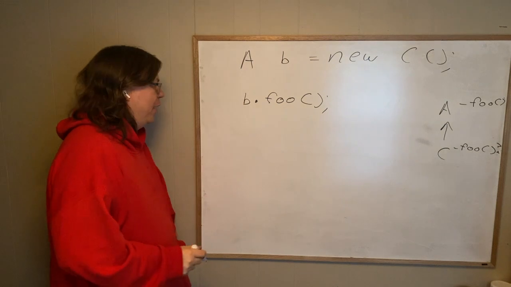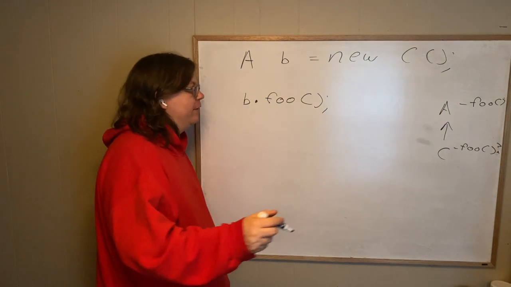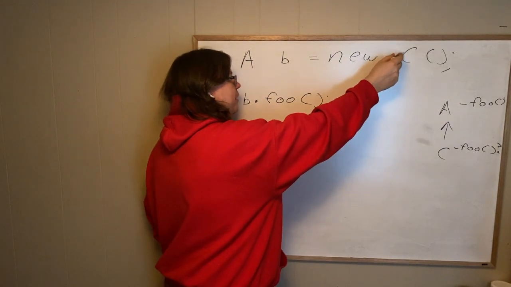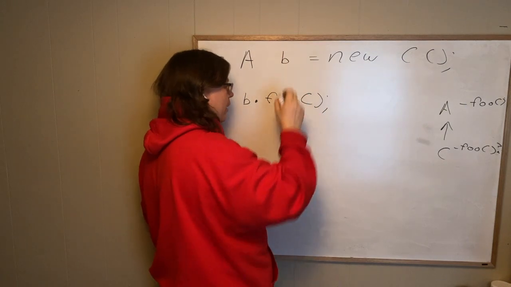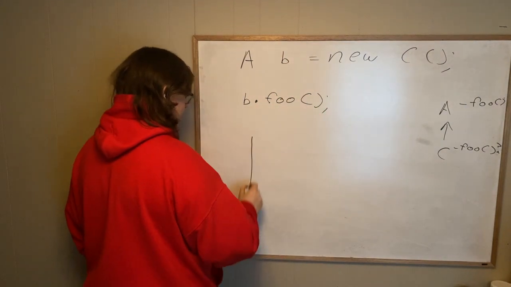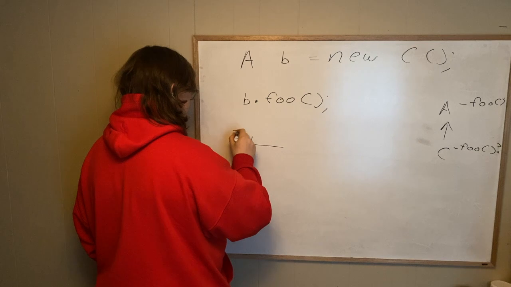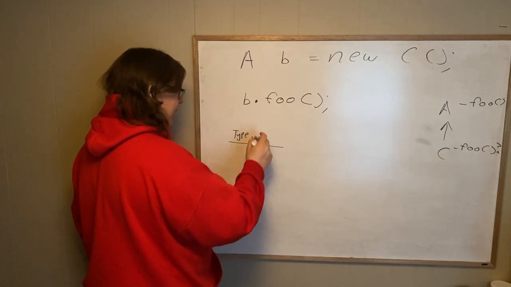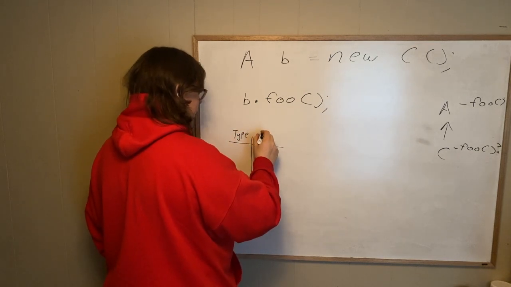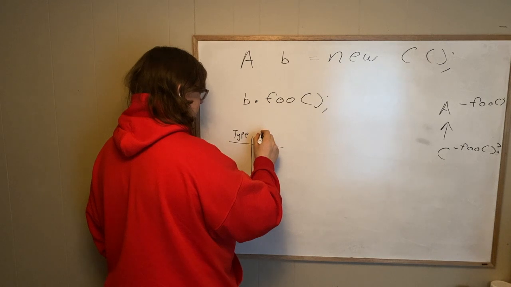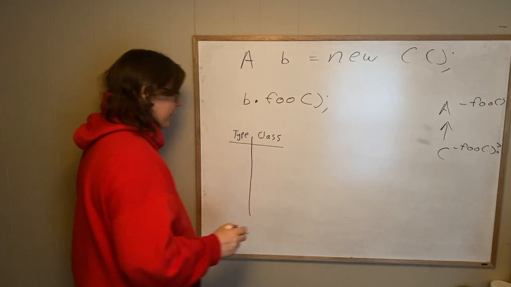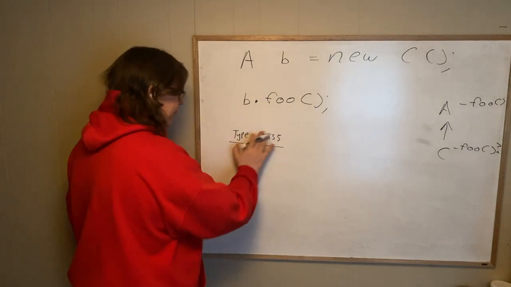So if we play the role of the compiler, what we're going to do is we're going to see, first off, we're trying to assign C to B. Let's make a little table here. So the type and the class, I guess we can call it, or the instance maybe.